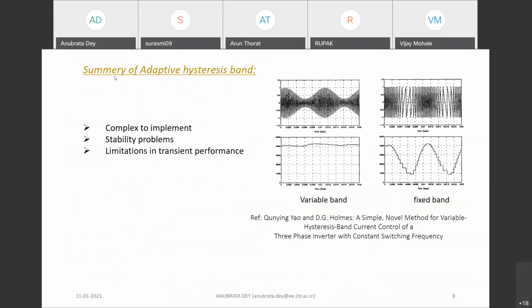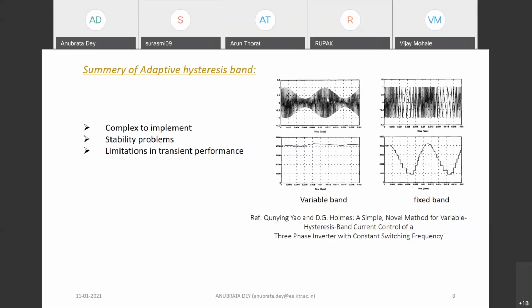So, a summary of the adaptive hysteresis band: it is a little bit complex to implement because it has a lot of dependencies on load current and parameters, and it has stability problems, particularly during transients, and also limited transient performance. Here is an example from a paper reference. Whenever you give a variable band, you can see the current errors are not fixed, they are varying in the past figure, and correspondingly your average frequency is almost constant.